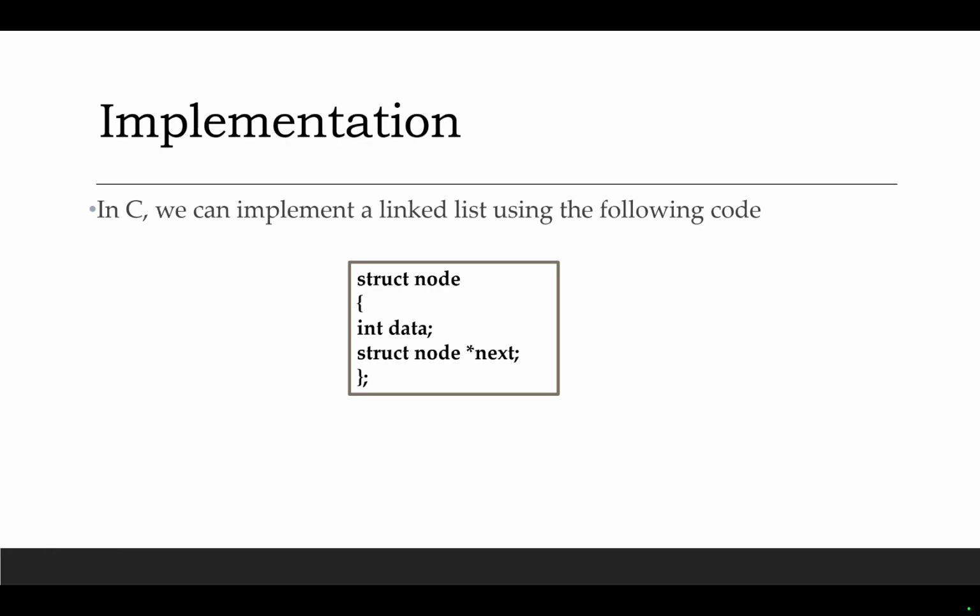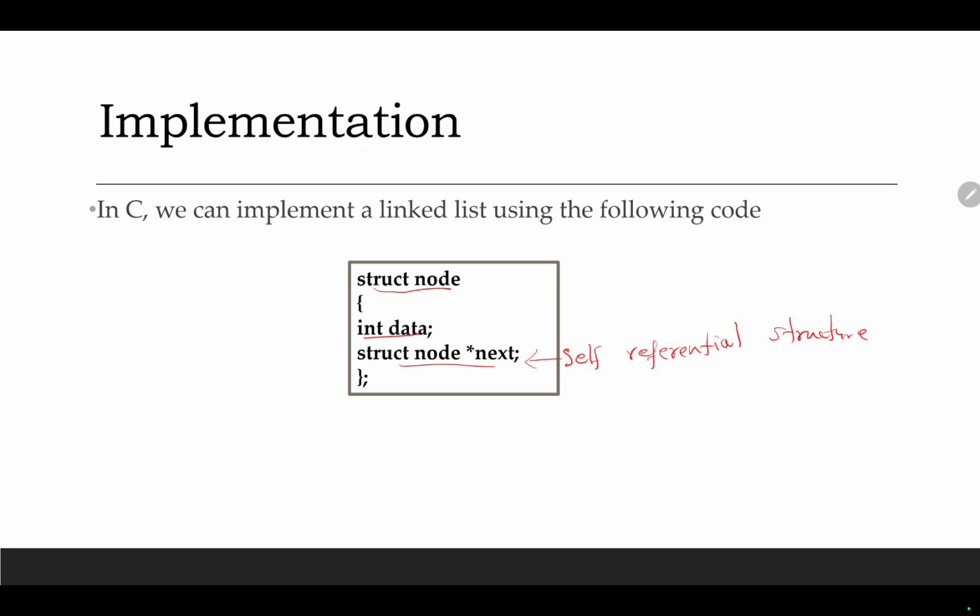When you are doing the implementation, we have to use the following code. For the implementation, we will use the structure concept. The struct node has two members: one is int data and another is struct node star next. This is a self-referential structure.